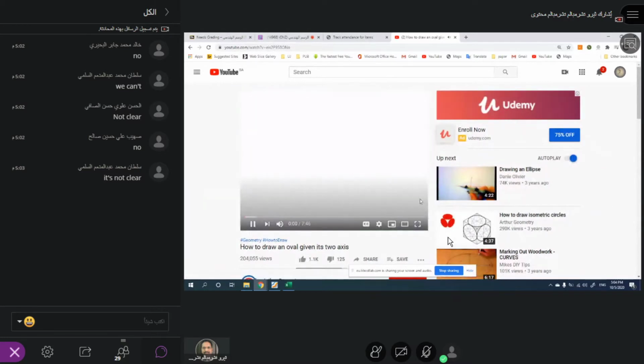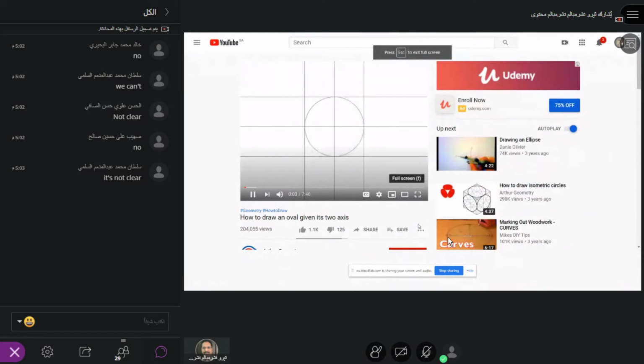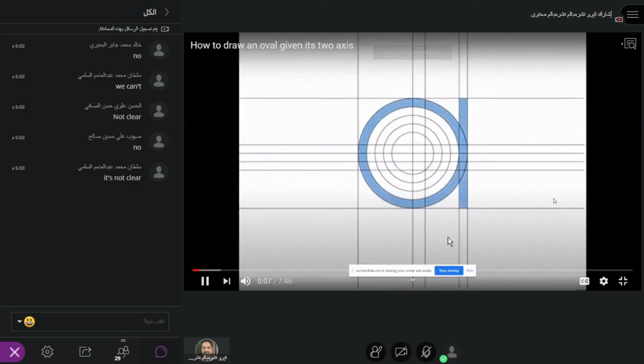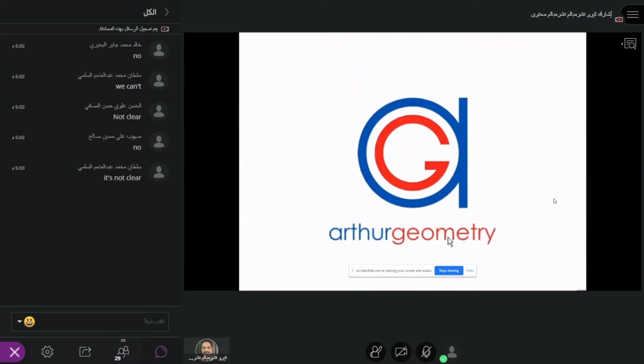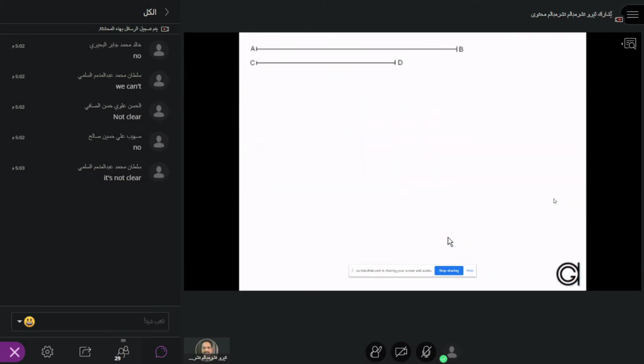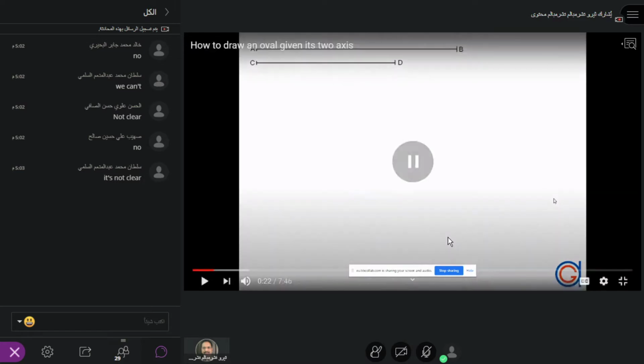Okay, now watch it. It's not exactly the same, but it'll help us. Today we are going to draw an oval given the length of its two axes. So the minor and major axis is given, then you should know the two axes. One is the major, another is the minor. That's what he's saying.